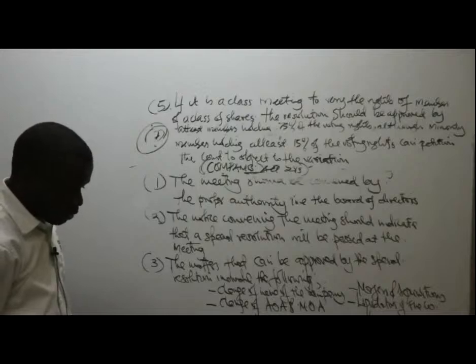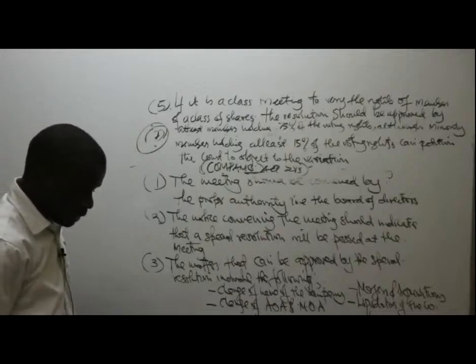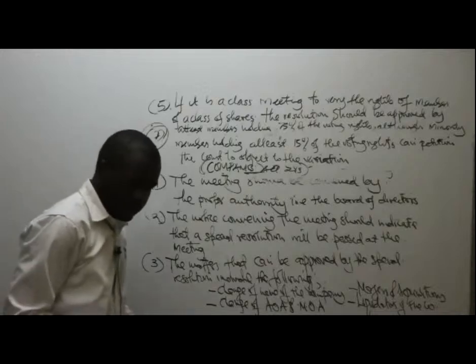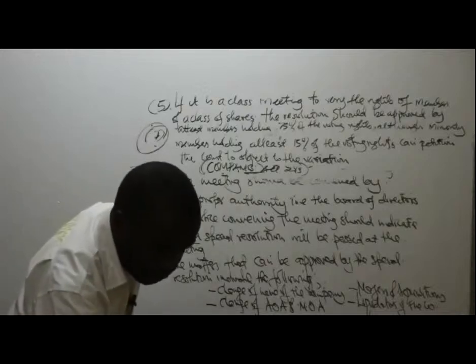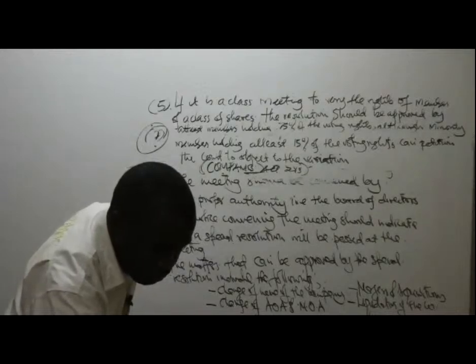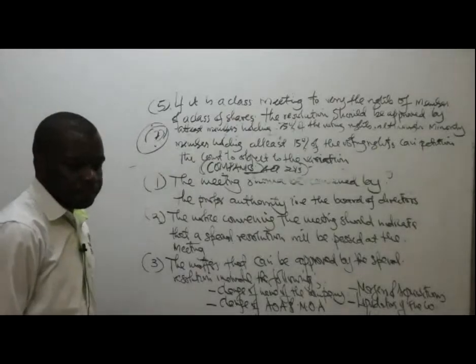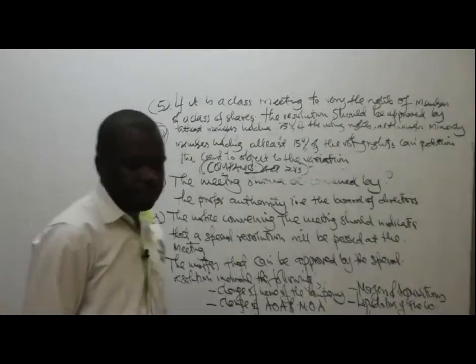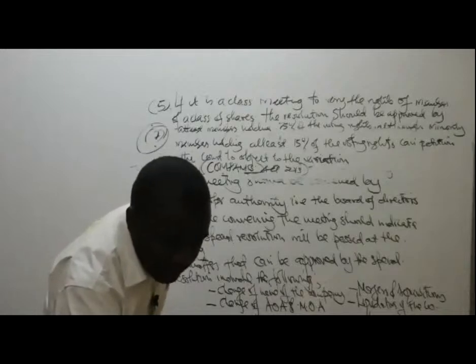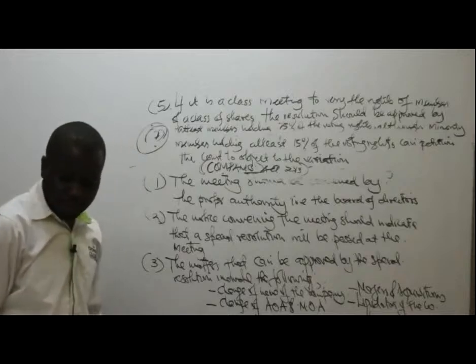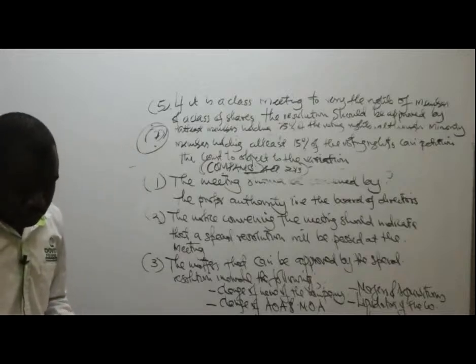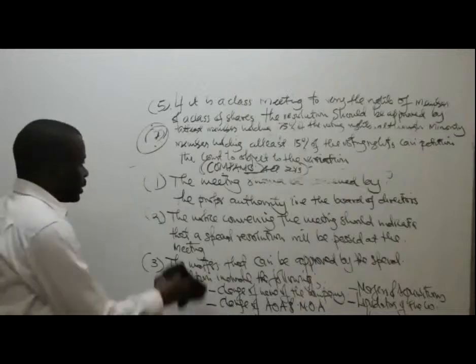Then the other question is talking about the notice. So highlight 3 conditions which a company that is giving a notice of a general meeting through a company website is required to comply with. So maybe we can provide the answer.